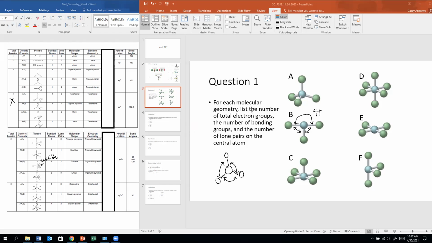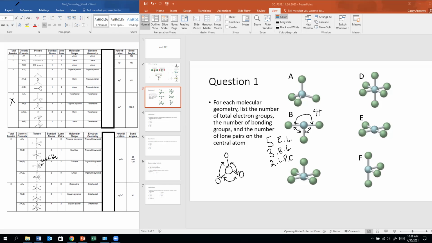So number of electron groups. Well, there would be 5 for B. Number of bonding groups. That's easy. There's 3. Number of lone pairs. 1, 2, 2. And even though I didn't ask this, just be aware that things I could ask are the molecular shape, which is called T-shape, and then the electron geometry is called trigonal bipyramid.